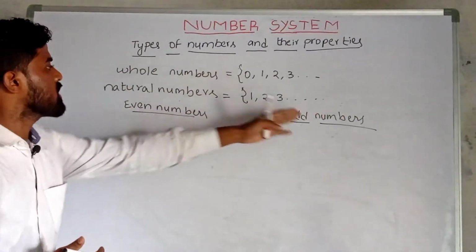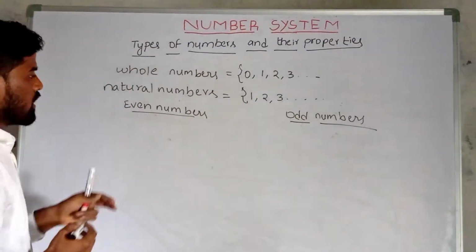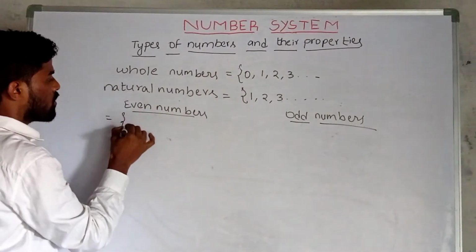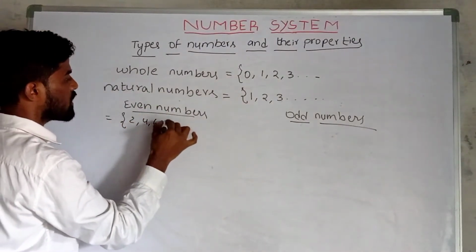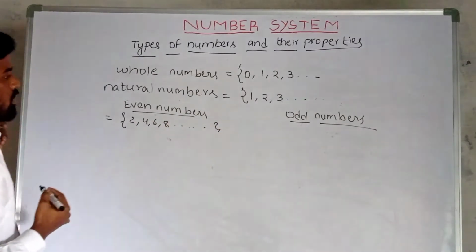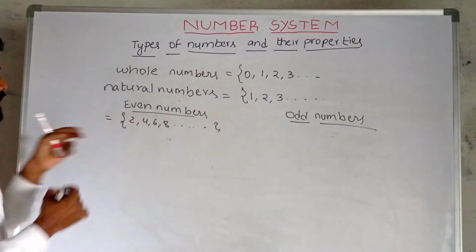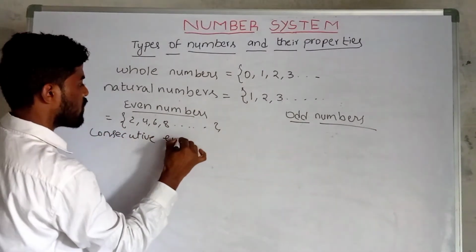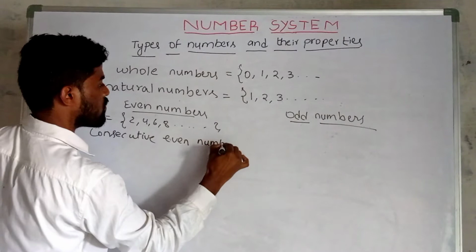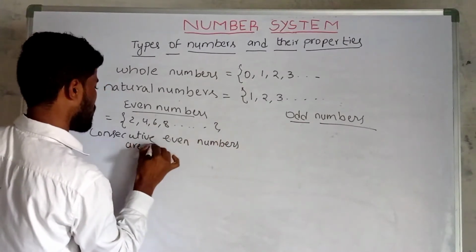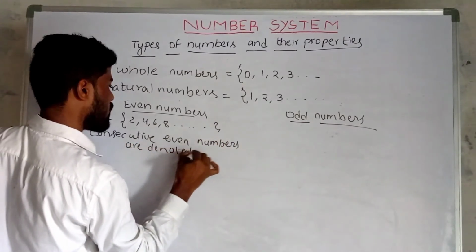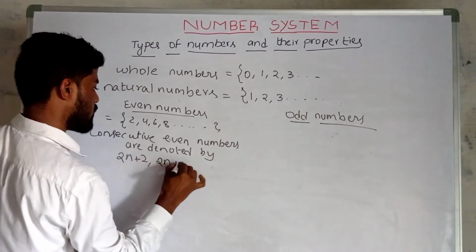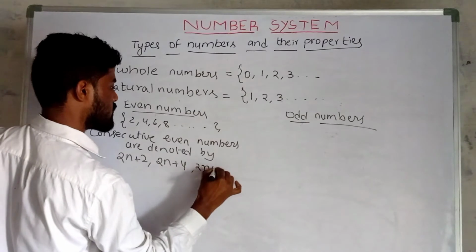Next we will see even numbers and odd numbers. Even numbers. Numbers which are divisible by 2 are called even numbers. 2, 4, 6, 8 and so on. Consecutive even numbers are denoted by 2n plus 2, 2n plus 4, 2n plus 6 and so on.